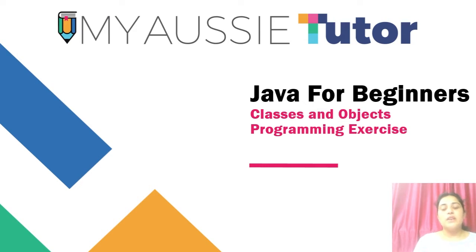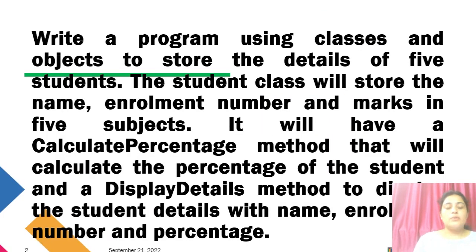So in this session we are going to do a programming exercise for classes and objects. In this exercise we have to write a program using classes and objects to store the details of 5 students. The student class will store the name, enrollment number and marks in 5 subjects. It will have a calculate percentage method that will calculate the percentage of the student, and a display details method to display the student details with name, enrollment number and percentage.